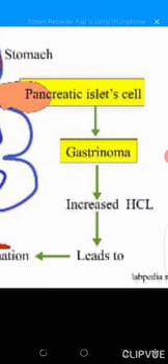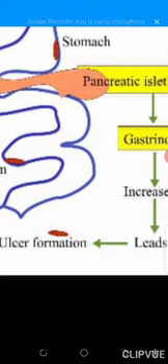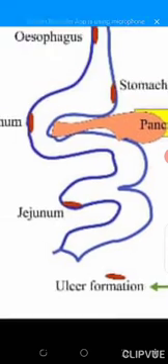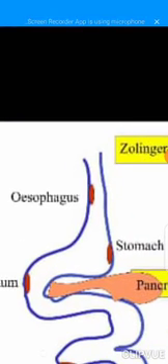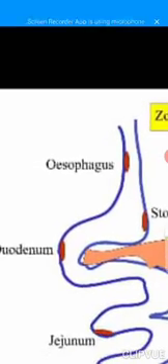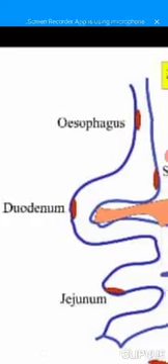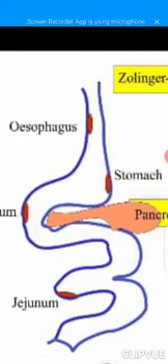Now, because these gastrinomas are producing an excess amount of gastrin, there will also be excess hydrochloric acid production, and this will lead to ulcer. Ulcer in the stomach, ulcer in the intestine, especially. Look at where we can have the ulcer. We can have the ulcer in the esophagus. We can have the same ulcer in the stomach. We can have the ulcer in the duodenum. Then we can have the ulcer in the jejunum.